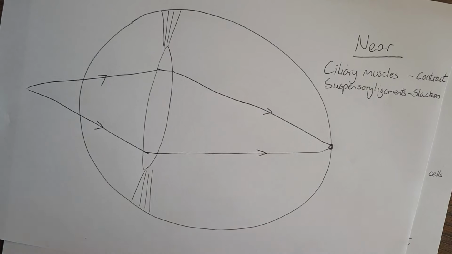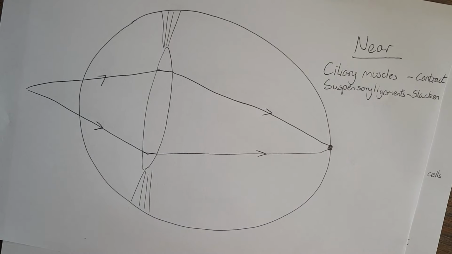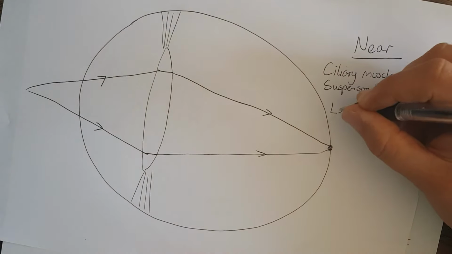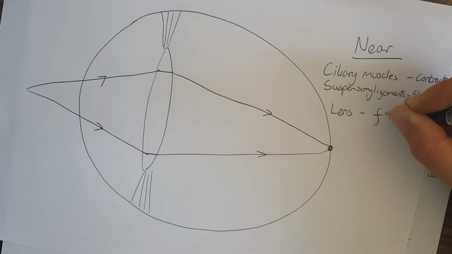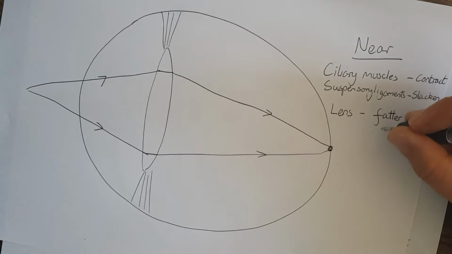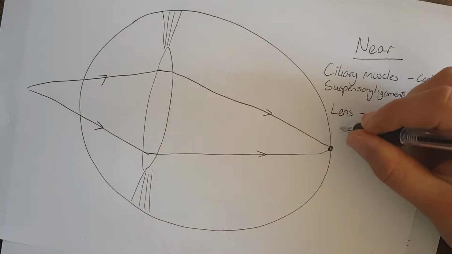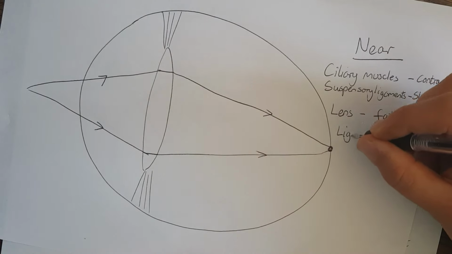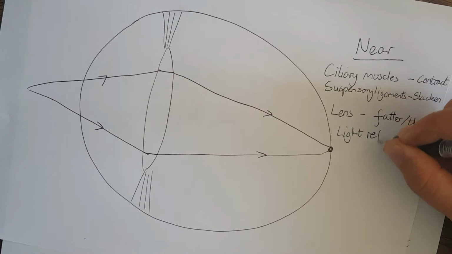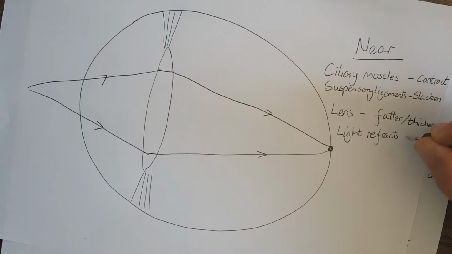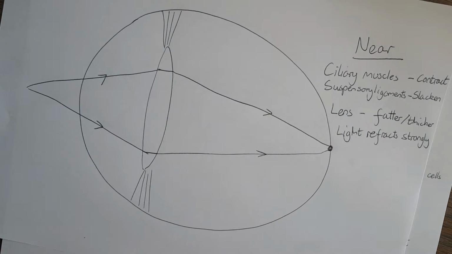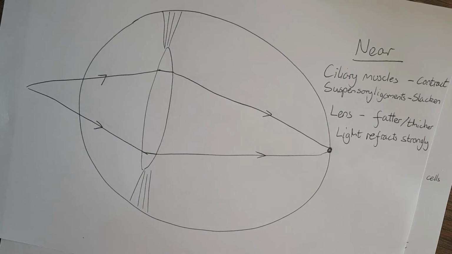Our lens is now getting a bit more relaxed. The lens itself gets fatter or thicker, we can call it as well. And that allows the light to refract strongly. I think if we have a very, very thick lens, we can refract the light a lot more.